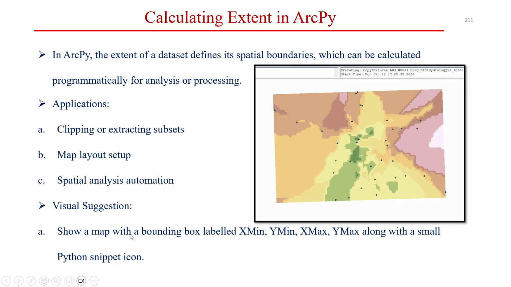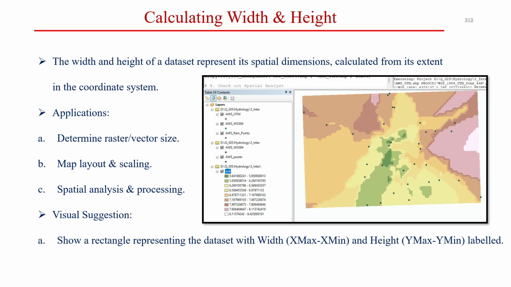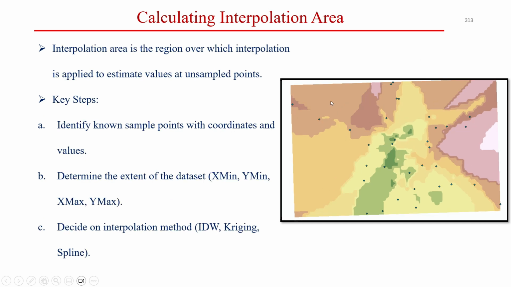So you have basically a map with a bounding box labeled by xmin, ymin, xmax, ymax. And we can easily find out the width and the height. If I want to calculate the width, I will have xmax minus xmin give me the width. The height will be given by ymax minus ymin. So now my interpolation area is completely defined, the extent is known. Then we will define the interpolation method that we want to use. We could use IDW, Kriging, spline, whatever we want to use. Today we will be talking about Kriging.